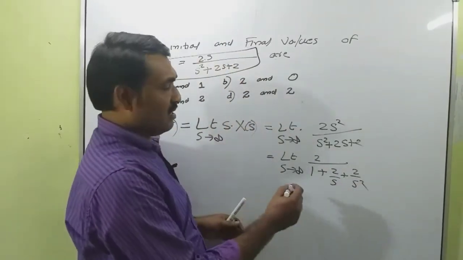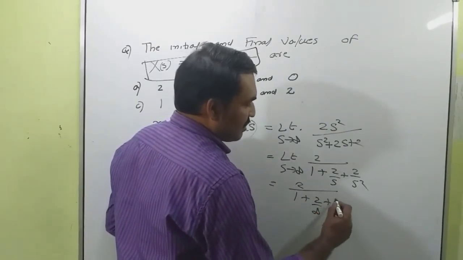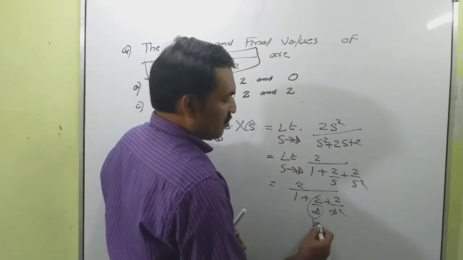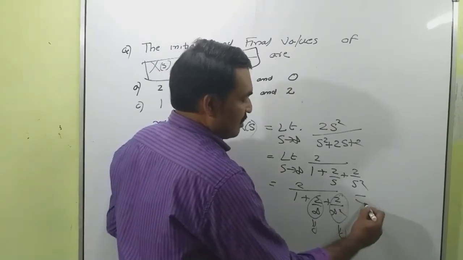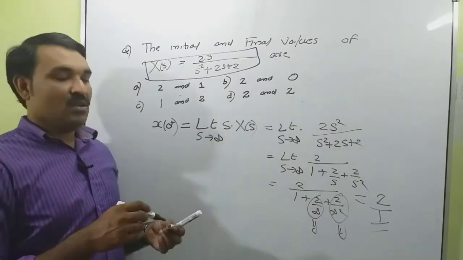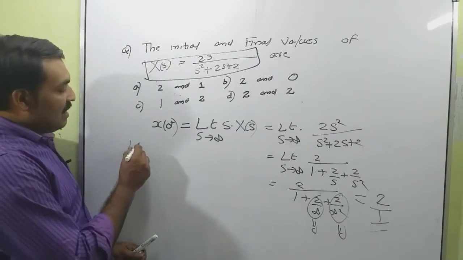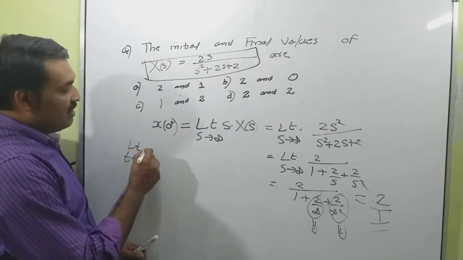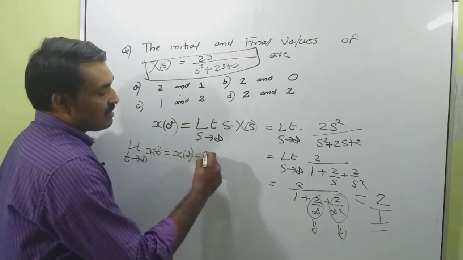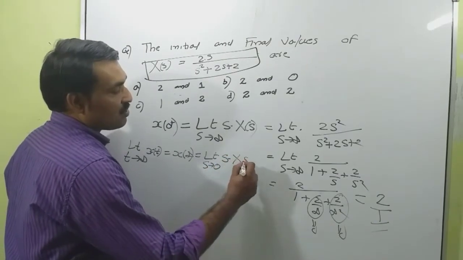Now substituting s is equal to infinity, 2 divided by 1 plus 2 by infinity plus 2 by infinity square. 2 by infinity is equal to 0. This term also is equal to 0. So this is equal to 2 by 1. So the initial value is 2. Now we want to find the final value by applying the final value theorem. That is limit t tends to infinity x of t, that is equal to x of infinity, that is limit s tends to 0 s into X of s.